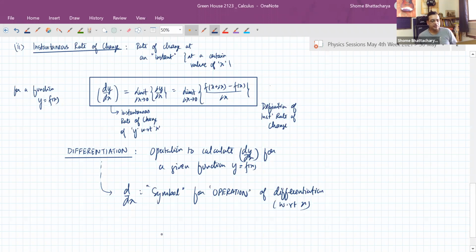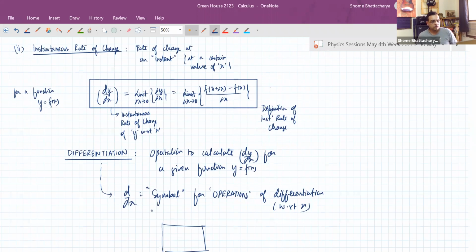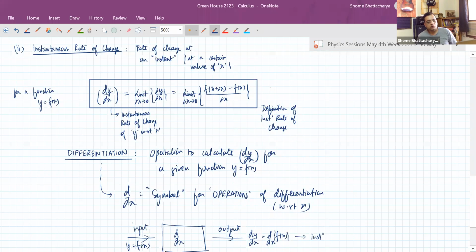So we can visually understand differentiation like an operator, where if we input the function y is equal to f of x, the output that this operator gives us is dy by dx, or instantaneous rate of change.